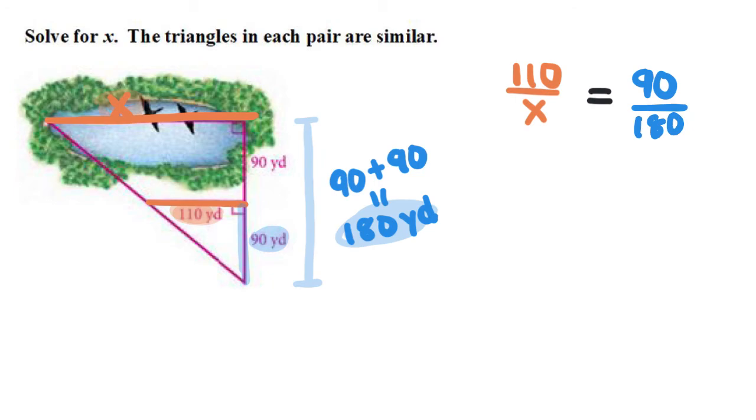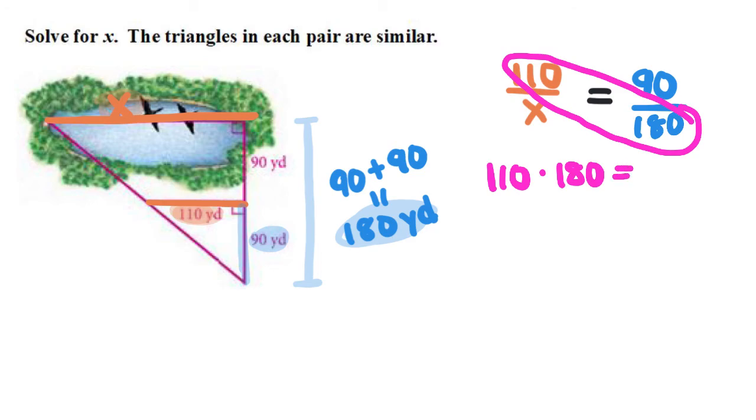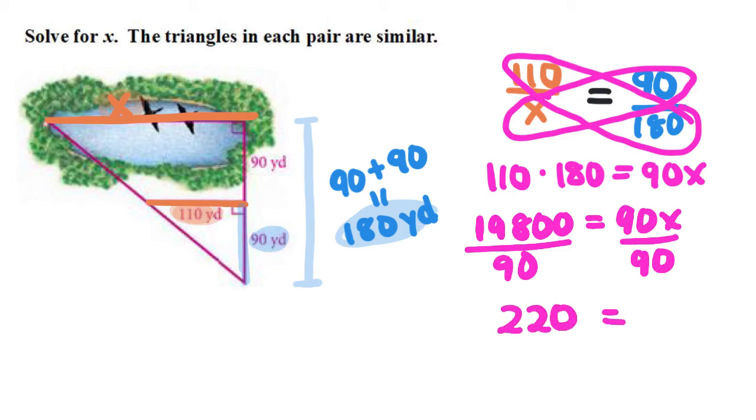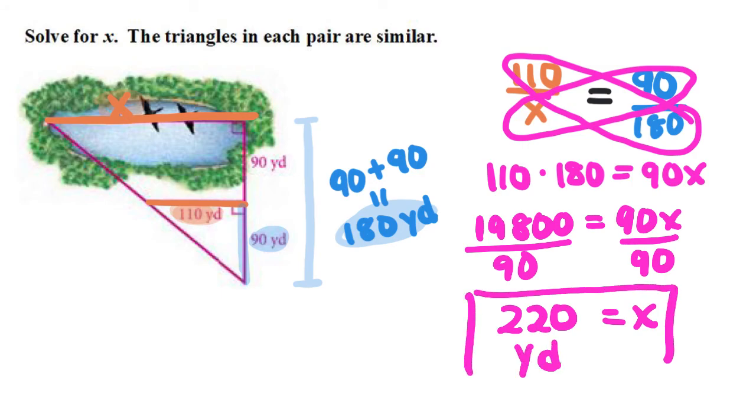Now I'm going to solve like I would any other problem. So you would cross multiply. So you'd have 110 times 180 equals 90x. Now when I solve, you get 110 times 180 gives you a value of 19,800 equals 90x. So you would divide both sides by 90 and solve to get that x is equal to 220. And again, because this is a real-world application problem, we're going to include our unit of yards.